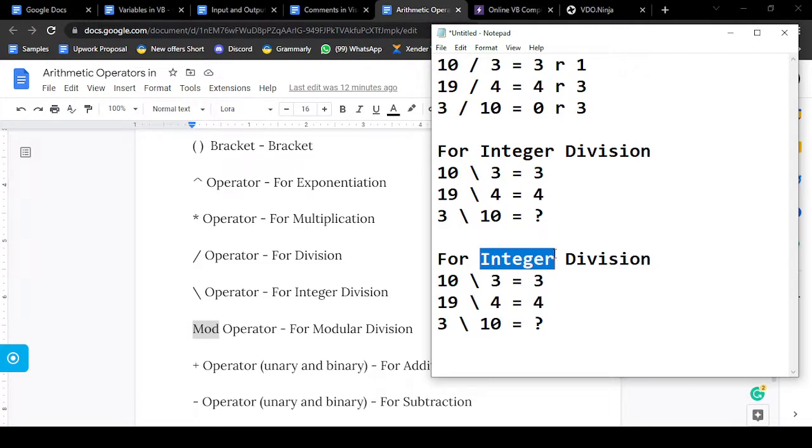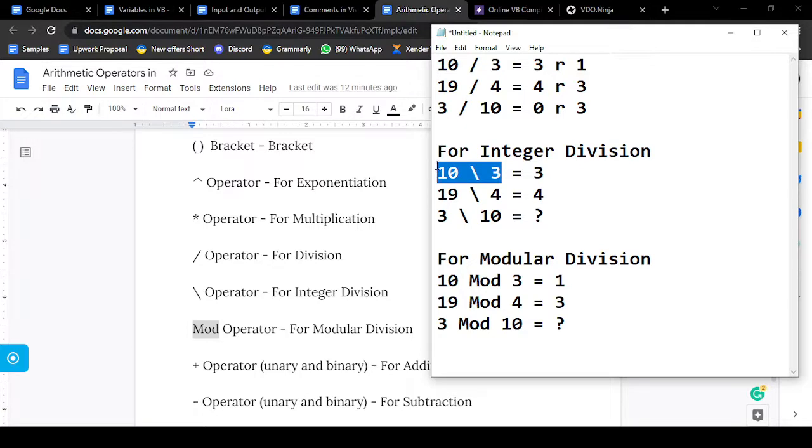So this one is for modular division. So this is mod, and this is another mod. So this is 3. No, this is 1. This is 3. And we are yet to find out what this is going to be. So let's go test everything out.